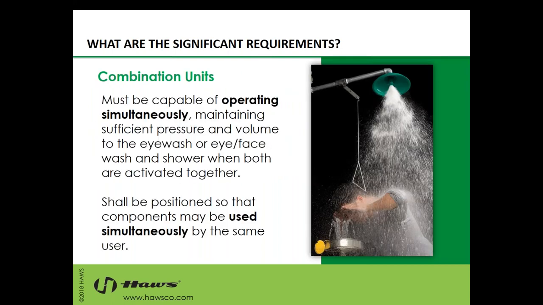Now, combination units must be capable of operating simultaneously, maintaining sufficient pressure and volume to the eyewash or the eye face wash and the shower when both are activated together. This is the most severe issue out there in the field right now: water is going to take the path of least resistance through plumbing, always. And that shower is outputting 20 GPM. The eyewash or the eye face wash on the unit is using a lot less water, and oftentimes we'll activate that eyewash, that eye face wash will have perfect flow. As soon as we activate that shower, it disappears.